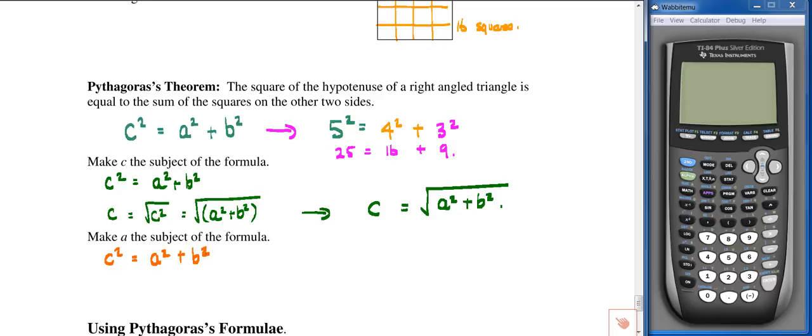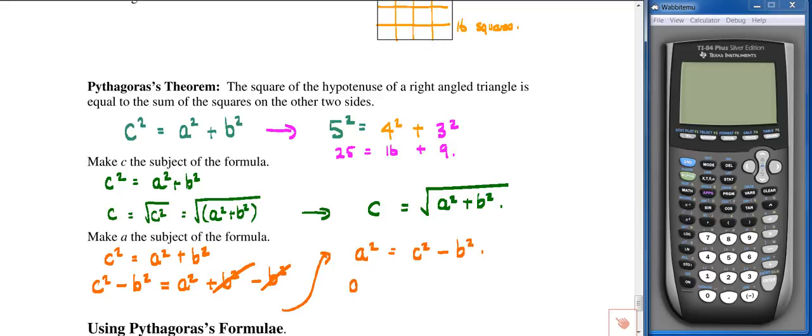And you can see that you've got A squared on the right hand side, but to A you're adding B squared. And we want to isolate A, so if we subtract B squared from both sides, so we've done exactly the same thing to both sides. We have subtracted B squared, and on the right hand side B squared will disappear, so we're left with, I'll write it up here, A squared is equal to C squared minus B squared.